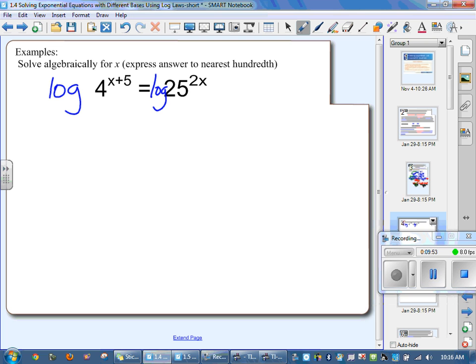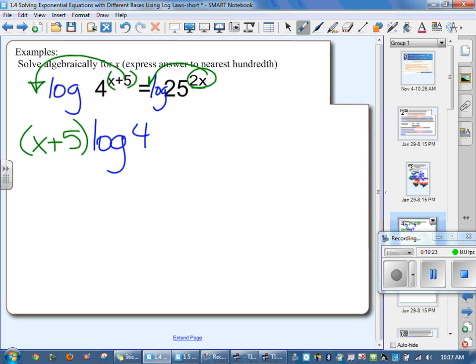Second step, take the exponent off and put it in front of the word log. That's our next step. So this 2x is going to come out in front of the word log over here. And again, x plus 5, there's more than one thing, so it must go in brackets. It goes in front of log. Okay? And I rewrite the equation. So I've got x plus 5 in brackets in front of log 4 equals 2x in front of log 25. So that's the first step. That's what you should get when you solve it that way, when you move things around.